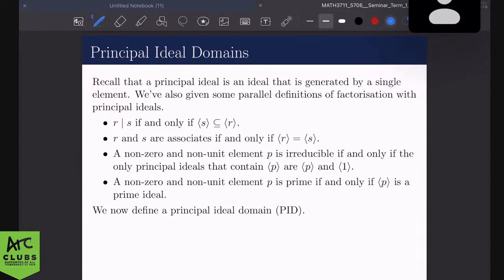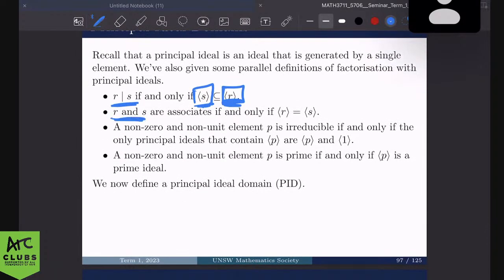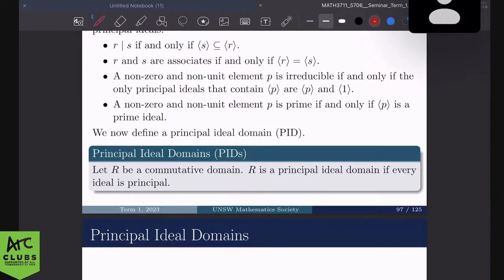So if R divides S, then the ideal generated by R is a superset of the ideal generated by S. Okay, and if R and S are associates, then their ideals are equal, right? And irreducible elements satisfy this property. And last of all, an element is prime if and only if this ideal is prime. Okay, so those are just some useful properties we've talked about before. But a principal ideal domain is a domain where every single ideal is principal. Okay, every single ideal is principal, right?